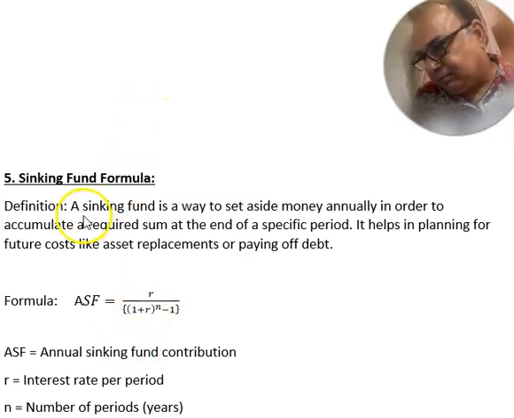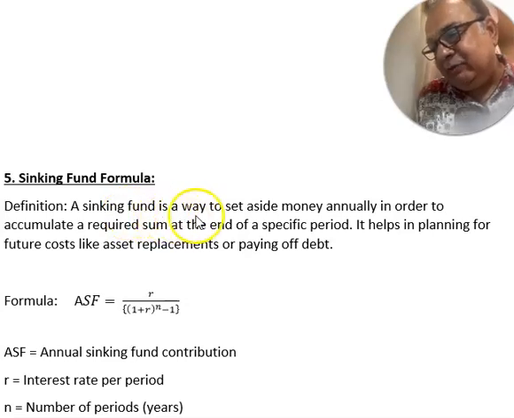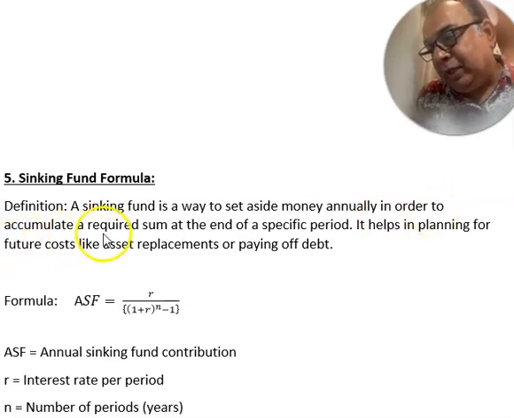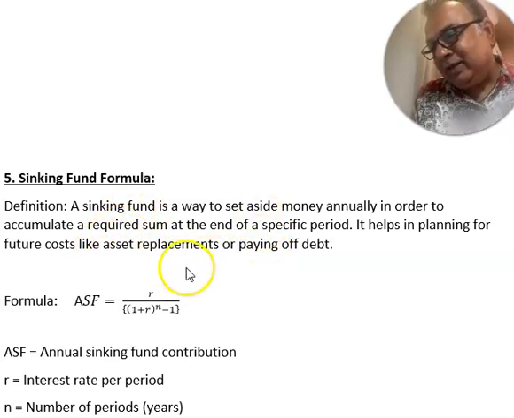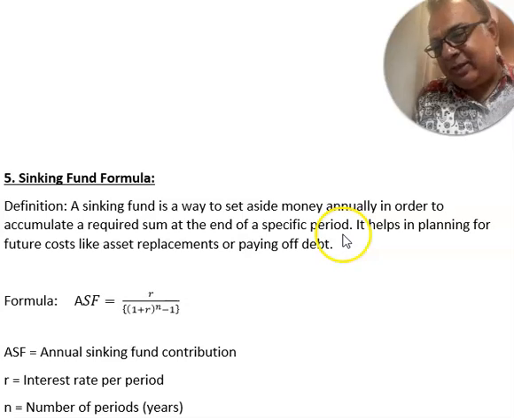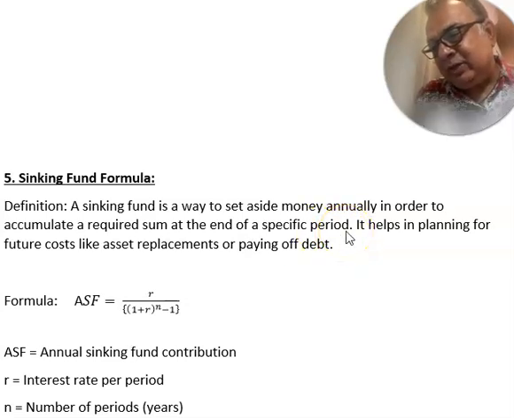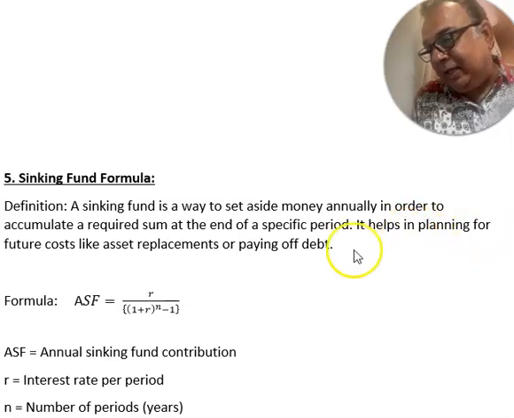So definition: a sinking fund is a way to set aside money annually in order to accumulate a required sum at the end of a specific period. So the money you put aside annually, first calculate how much sum you need, and according to the rate of interest and the period, use this formula. It helps in planning for future costs like asset replacement or payment of debt.